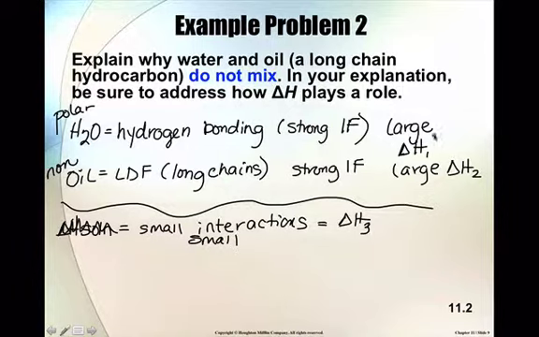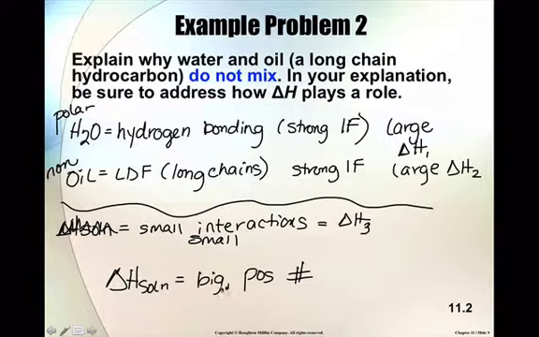So if we have a really big delta H1 and a really big delta H2, and then delta H3 is very small, then what we end up with is a really big positive number. And big and positive means we'd have to apply a lot of energy to get this to happen. And that's why this is not a favored mixture. That's why we don't see them mix. That's why they settle out.